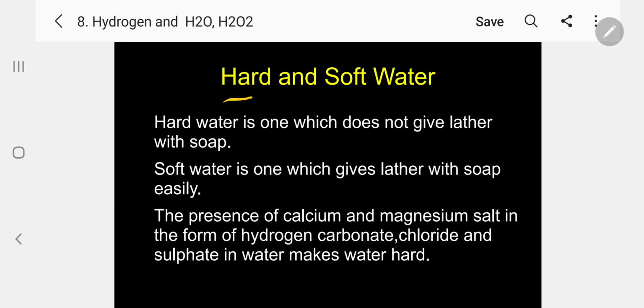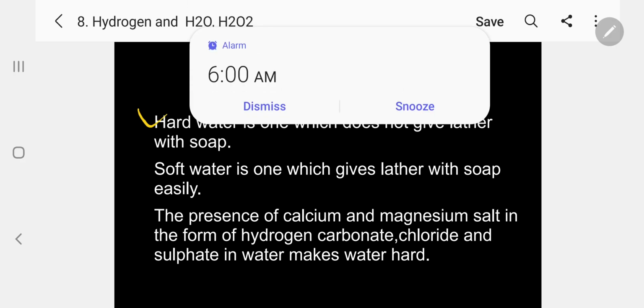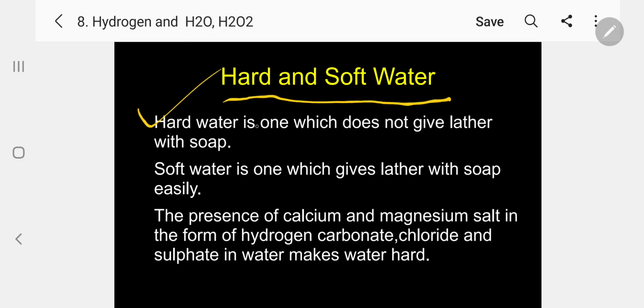When you say water, we say hard and soft water. What is meant by hard? What is meant by soft? Hard water is one which does not give lather with soap. Any hard water is one which does not give lather with soap, whereas soft water is one which gives lather with soap easily. This is the main difference between hard and soft water. But now the question is asked only under the hardness of water, specifically temporary hardness.